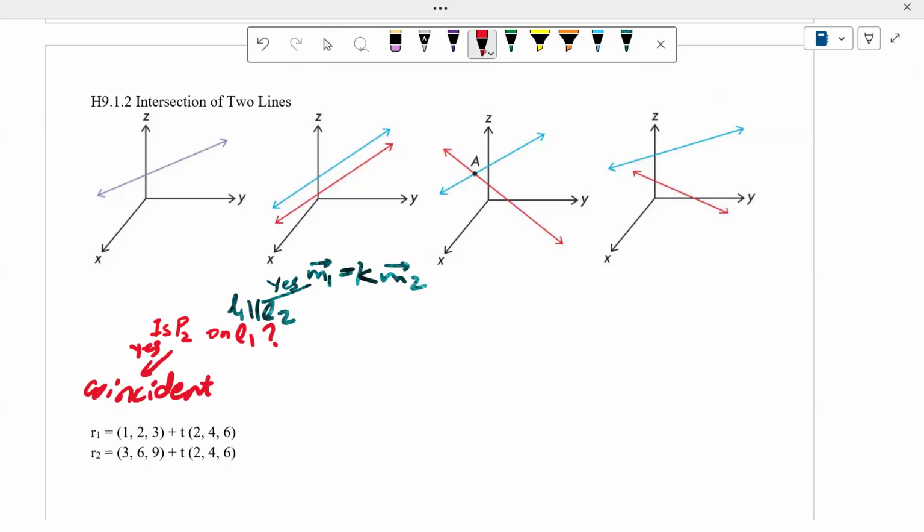If point of line 2 is not on line 1 or the other way around, that means we're going to have distinct lines. All right, so what would happen if these two are not equal? In other words, the lines are not parallel. That means line 1 is not parallel to line 2.